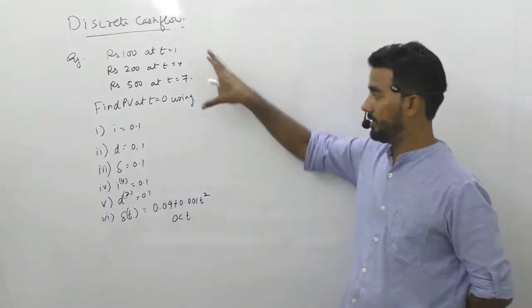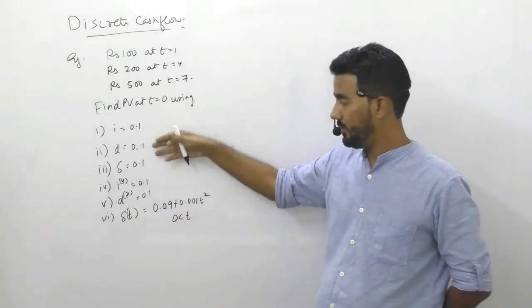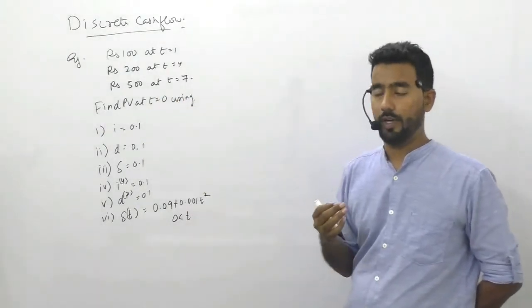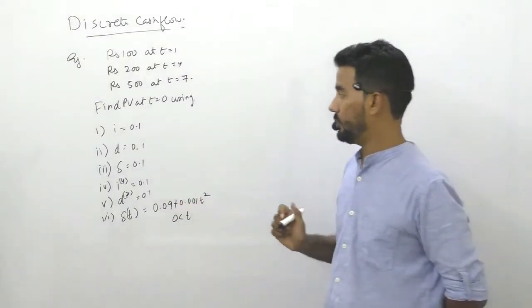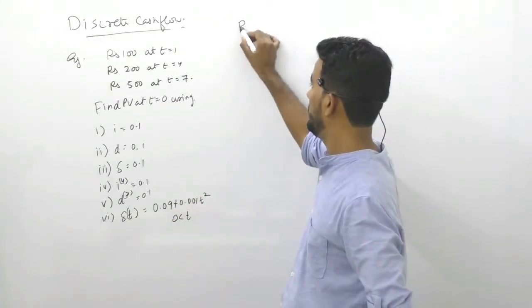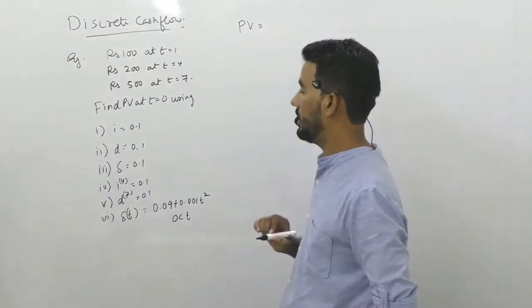So this is one cash flow. Your interest rate can be of any other type. You have to learn how to find the present value of this cash flow using any of these interest rates. So first of all, the present value should be like this.